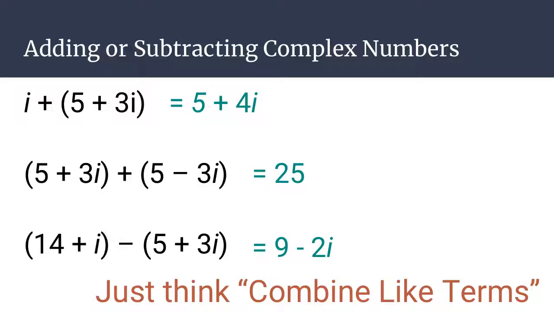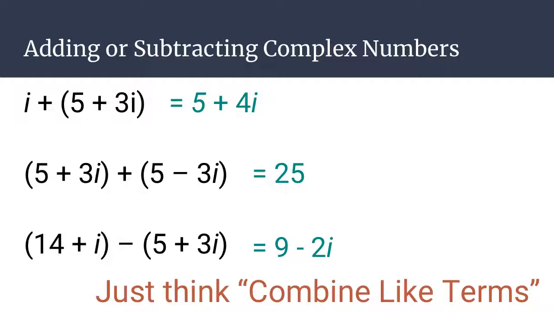Now you can also add or subtract your complex numbers. So this first example, you just have i plus 5 plus 3i. These are both examples of complex numbers. This just doesn't have a real number part, or the real number part is 0. You could think of it that way. So when you add these, all you really need to do is think combine like terms. So add your i parts, so you have 3i plus i, which is 4i, and then it's just 5. So 5 plus 4i is your answer.